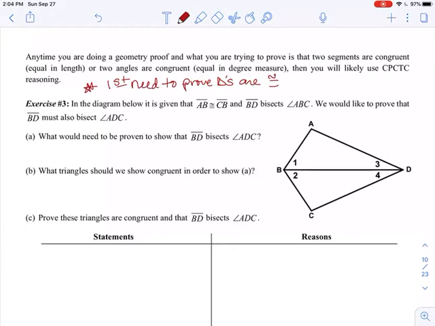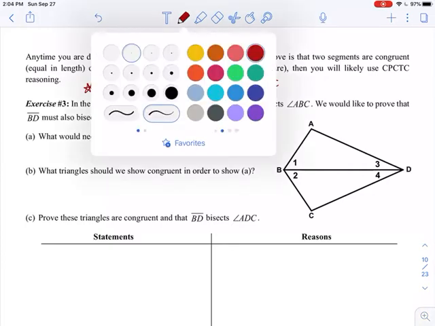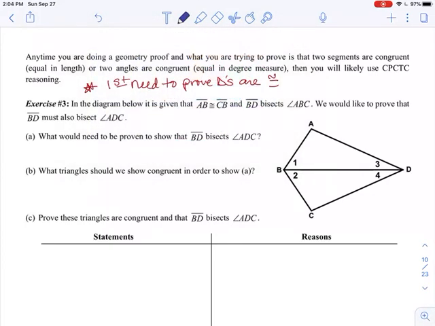So exercise 3, we know that AB is congruent to CB. And so I'm going to change up the color here, blue. AB is congruent to CB, and BD bisects angle ABC. So I'm bisecting ABC. ABC is being cut in half. So that would make angle 1 congruent to angle 2.